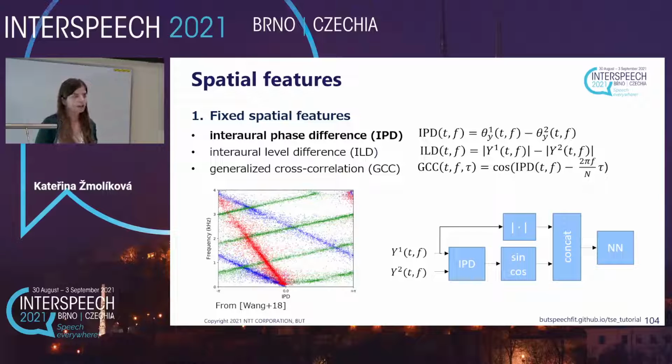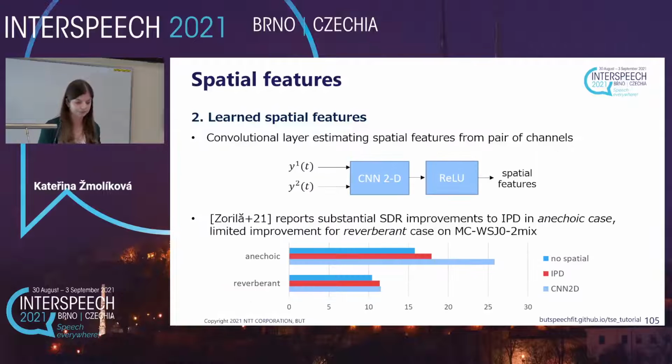To see that the IPD actually encodes some useful information for the extraction, we can look at this image here, which shows for each frequency bin a histogram of the IPDs of all the time frames. The different points here are colored by the speaker which is dominant in the time frequency bin. So here you can see, in this example, the speakers are speaking from different directions, and you can see that the IPDs for the different speakers are indeed different, so the neural network can use this information on the input to better differentiate between the different speakers or different directions.